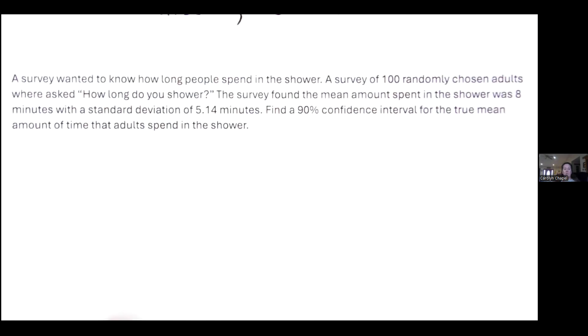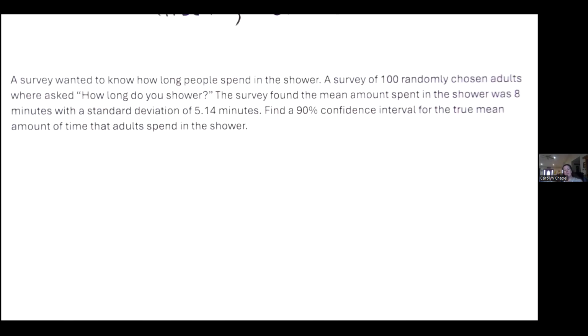A survey wanted to know how long people spend in the shower. So we randomly surveyed 100 random people and said, how long do you shower? So they said that the mean amount spent in the shower is 8 minutes, and we have a standard deviation of 5.14. We want to find a 90% confidence interval for the true mean amount spent in the shower.